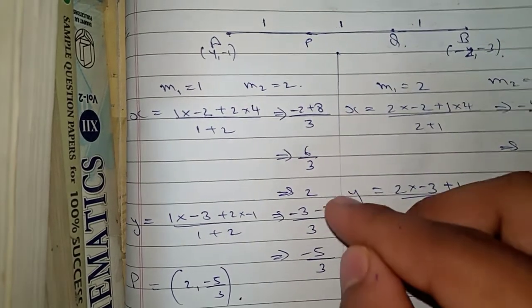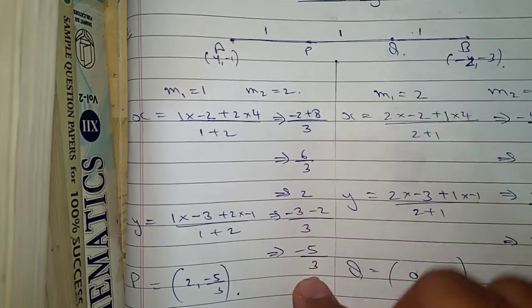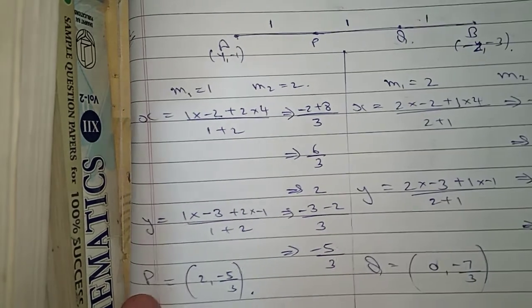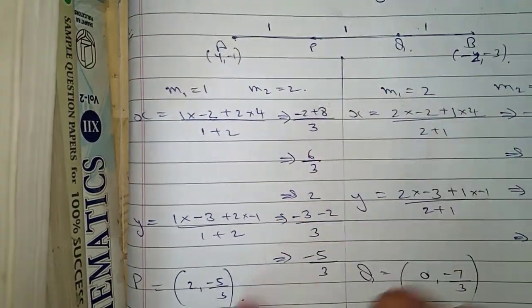That the point is what? X is what? 2 and Y is what? Minus 5 upon 3. So point P is 2 comma minus 5 upon 3.